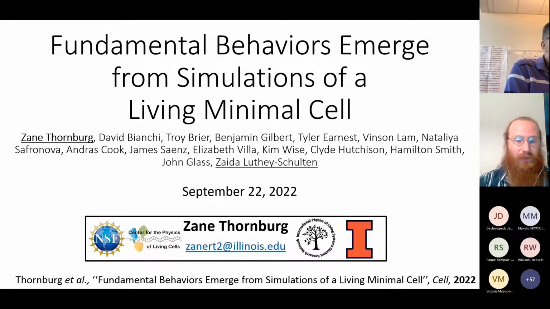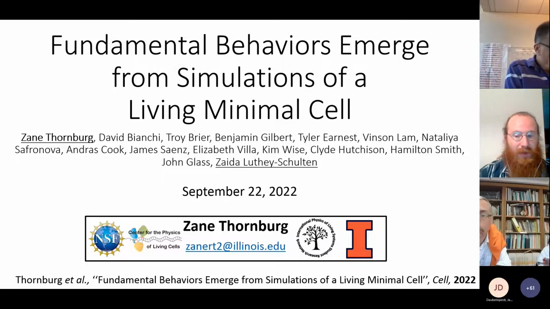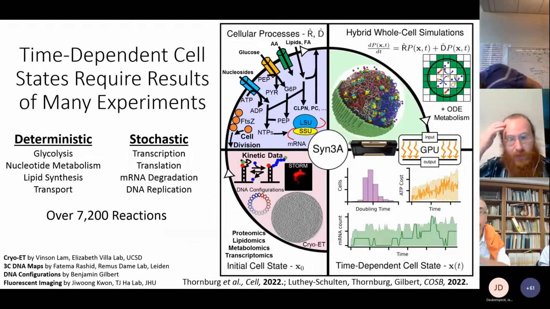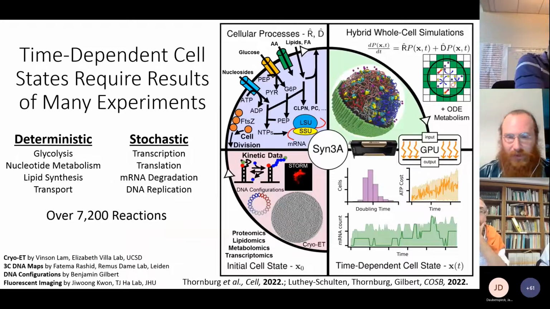And today I'm going to talk to you about our efforts of simulating a whole cell model of JCVI Syn3A over complete cell cycles. A lot of the results I'm talking about today came from our Cell paper that came out with JCVI and James Senz's lab back in January, called Fundamental Behaviors Emerge from Simulations of a Living Minimal Cell. So I don't need to introduce the system to the crowd, I don't think.